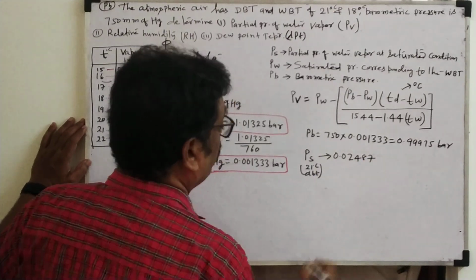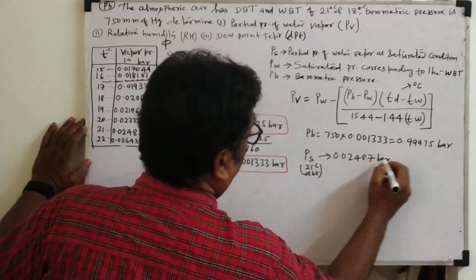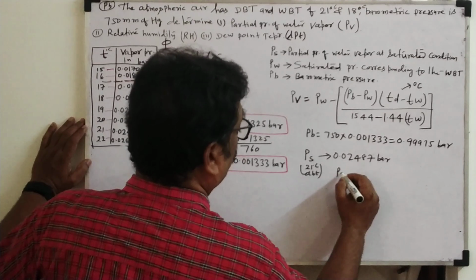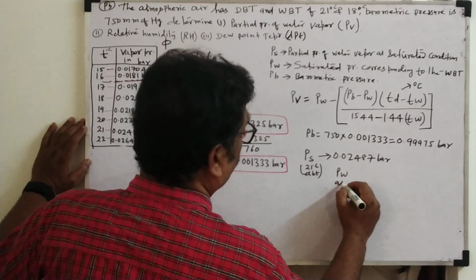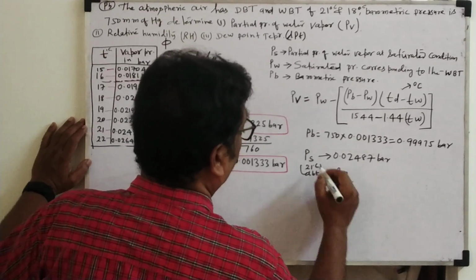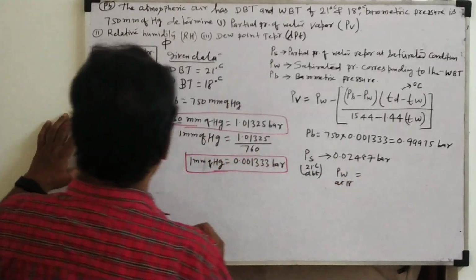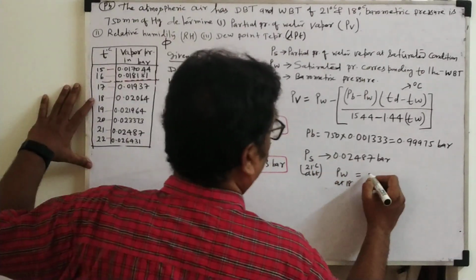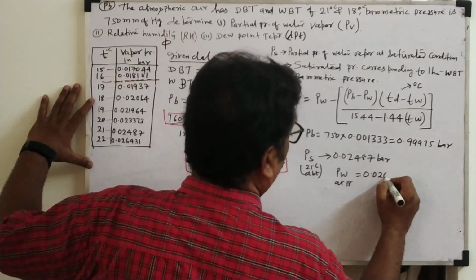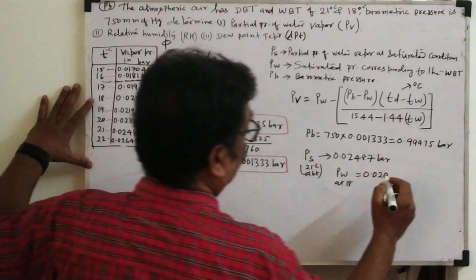PS is 0.02487 bar. Then what is the PW value? It corresponds to the temperature of 18 degrees, from the chart, from the table. What is it at 18 degrees? It is 0.02064 bar.